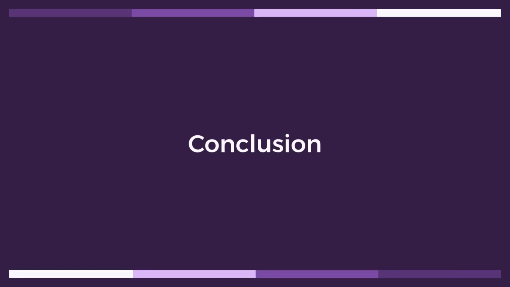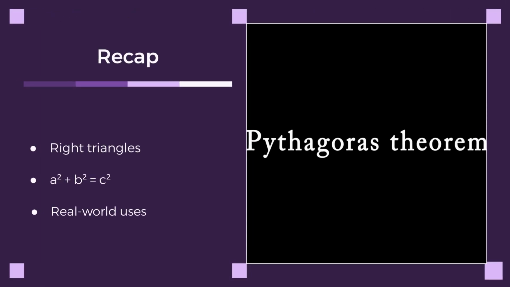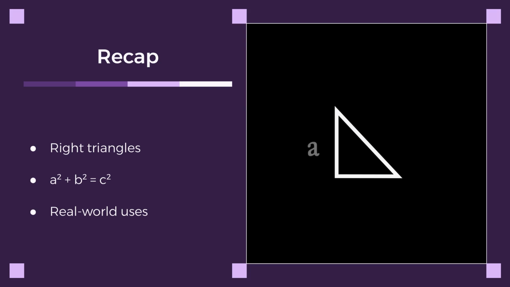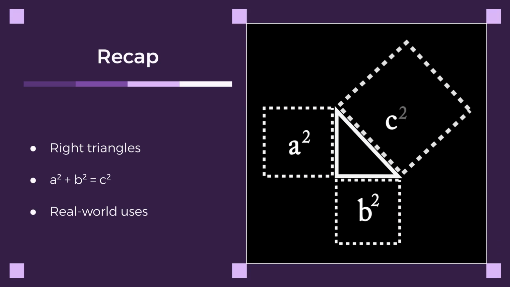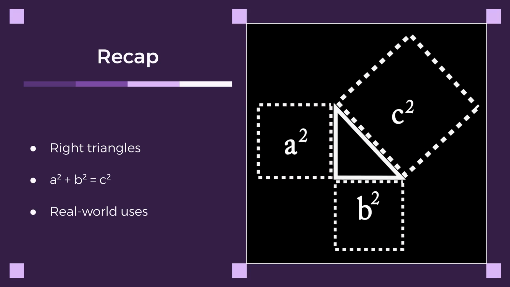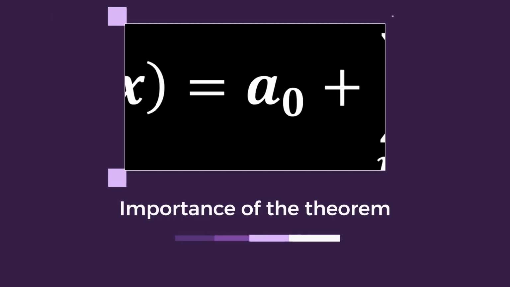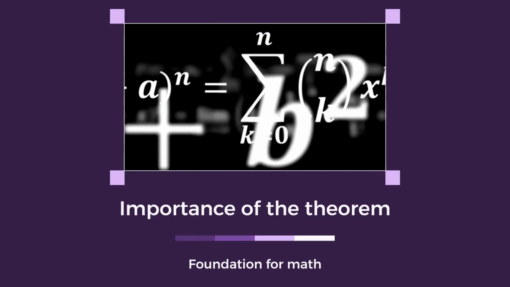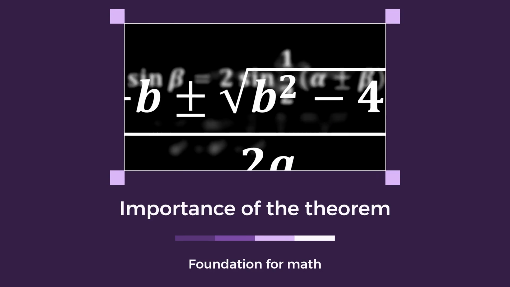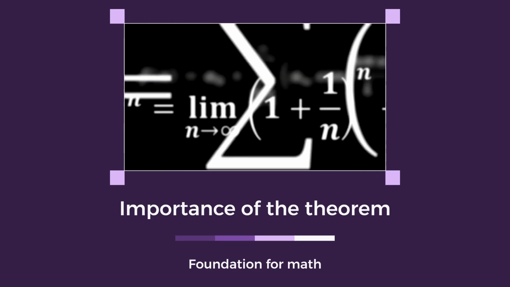In conclusion, the Pythagorean theorem is a powerful tool. Remember, it applies to right-angled triangles, states that the square of the hypotenuse is equal to the sum of the squares of the other two sides, and has diverse real-world uses. Understanding this theorem is crucial for anyone studying geometry, trigonometry, or even more advanced fields of mathematics and science.